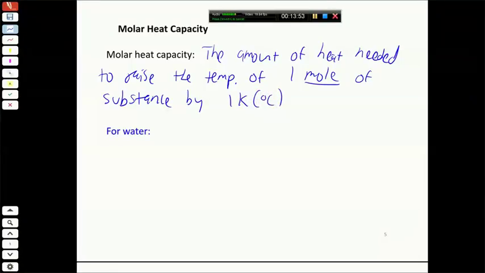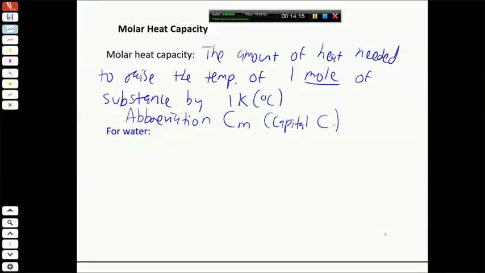And then the abbreviation for this, because we don't really always like to confuse you with abbreviations, is just capital C. Or sometimes you'll see a little bit of a subscript M there to tell you that it's a molar heat capacity. But it's usually a capital letter, so specific heat capacity is lowercase, and molar heat capacity is usually a capital letter with sometimes a little bit of an M next to it to tell you that it's molar and not specific heat capacity. The context will always tell you which value you're using, though.